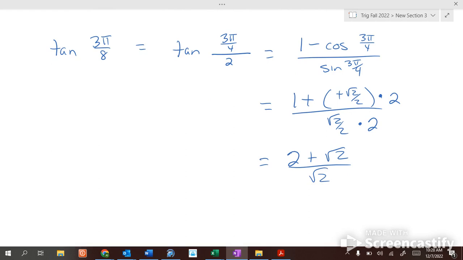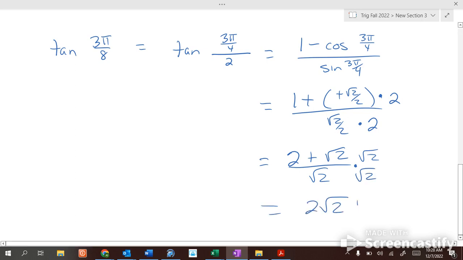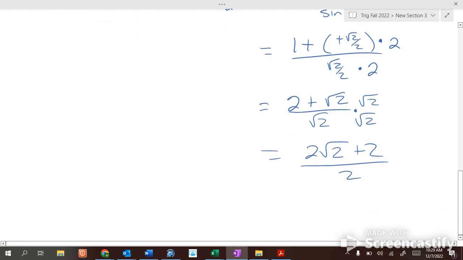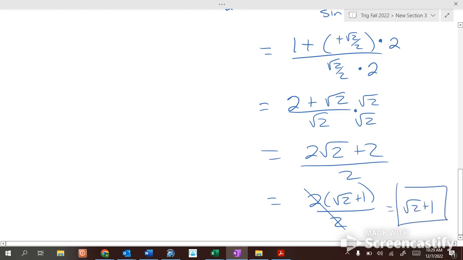Can you leave square root on the bottom? No. So we multiply top and bottom by square root of 2. And you get 2 square root of 2 plus 2 all over 2. Oh, what can we do now? Factor out a 2 and cancel. So it's the square root of 2 plus 1. Okay, square root of 2 plus 1.